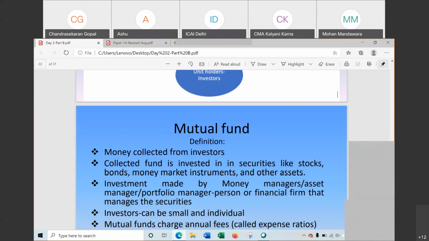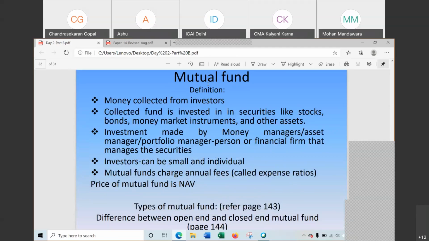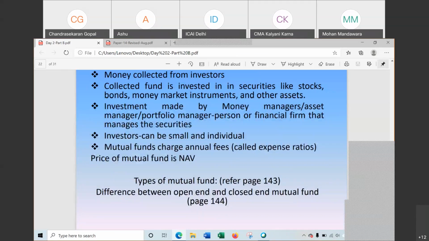We will discuss this, but before that, let's see what a mutual fund is. Funds are collected from investors, and this collected fund is invested in securities like stock and bonds. First of all, the fund is collected from investors by the mutual fund, and it is invested in stocks, bonds, and money market instruments. And this investment is made by whom? They are known as money managers, asset managers, portfolio managers, persons, or financial firms.